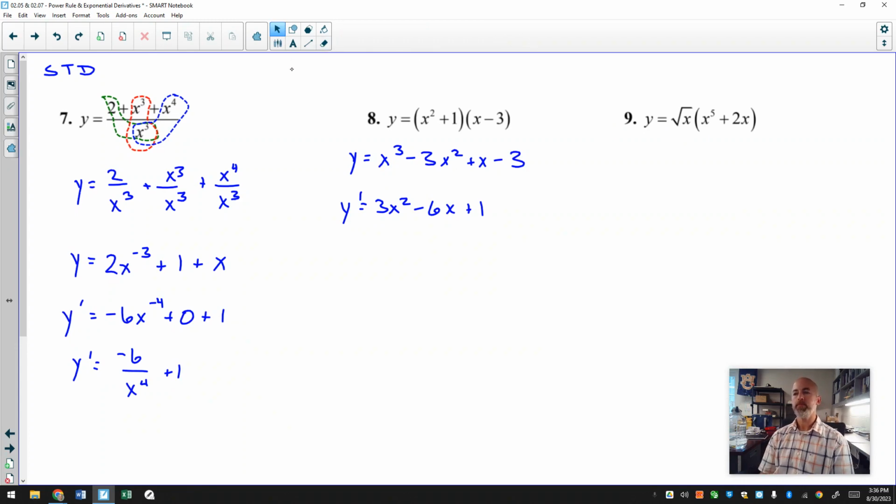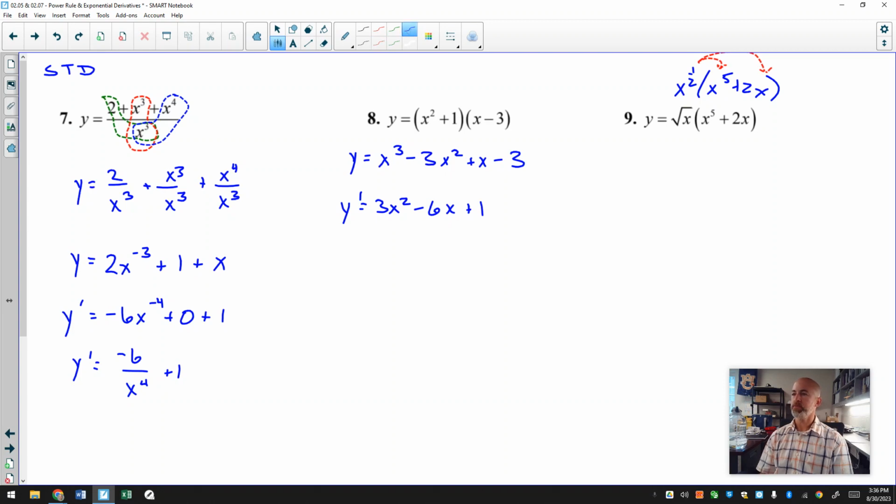There we go. On the 9, it's going to work out kind of like number 8. We are multiplying two things. And while we could use the product rule, right now I'm pretending we don't know what that is. I'm going to change that x to x to the 1/2, x to the 5th plus 2x. I don't have to change. And then I can distribute the x to the 1/2. Take that x to the 1/2, distribute it through.